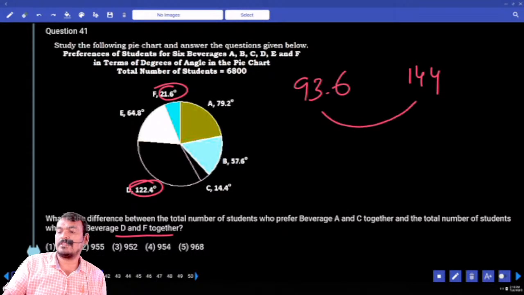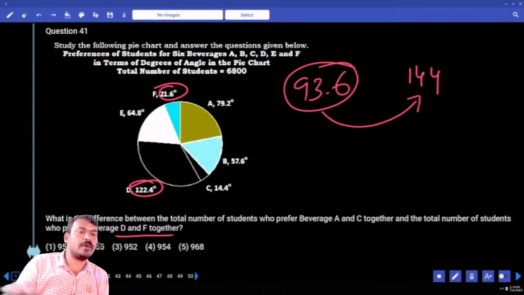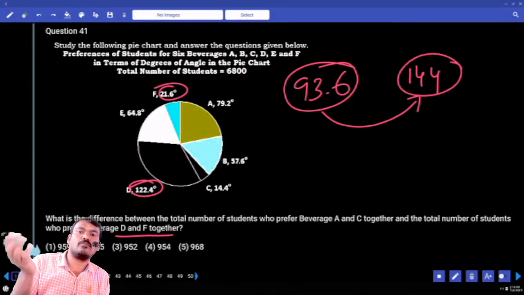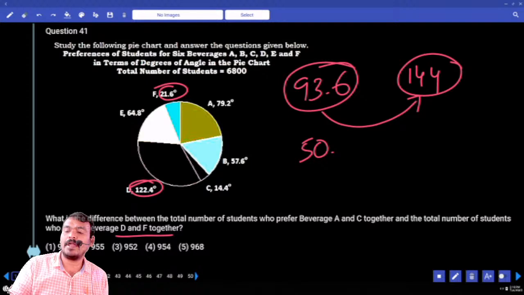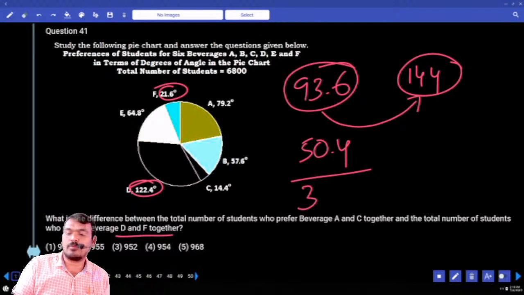We require difference or sum? Difference. What is the difference in degrees? Compared to 100, it is 6.4 less or not? Compared to 100, 144, how much value is more? 44 more. 44 plus 6.4, total it is 50.4 or not? Then 50.4 is degrees or percentage? Degrees. 50.4 by total how many degrees? 360 degrees. 50.4 by 360. What is the 360 degrees value?